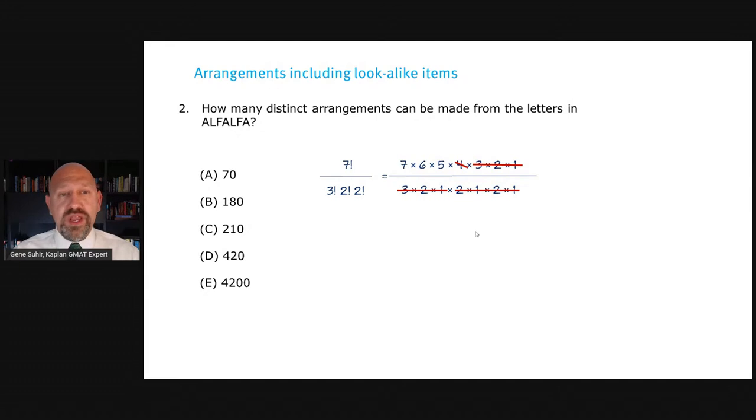And side note, if you can shave off a little time here and there, you don't even really have to write the 1s in either the numerator or the denominator. I mean, anything times 1 is itself, so you don't really even have to write out the 1s. What do we have left standing? 7, 6, and 5. 6 times 5 is 30, times 7 is 210.